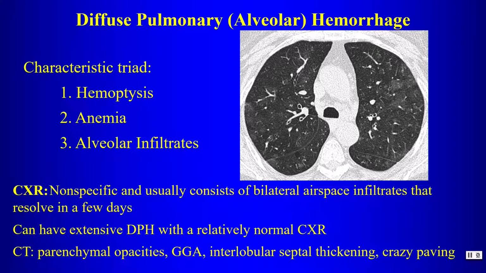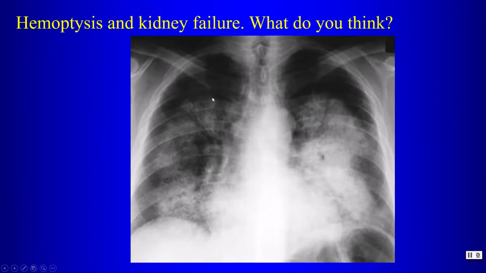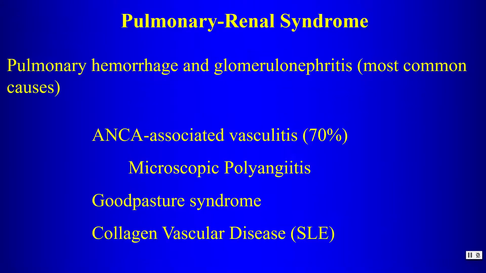On CT, often the abnormalities are ground glass opacities like we see here. Might have some septal thickening, might even have crazy paving, but very commonly ground glass opacities in association with diffuse pulmonary hemorrhage. So if we have a patient with hemoptysis, anemia, and ground glass opacities like that on CT, you might suggest pulmonary hemorrhage. If we tell you that this patient has hemoptysis and kidney failure, and there's pulmonary hemorrhage here from these consolidations there in the chest, so what do we think about here?